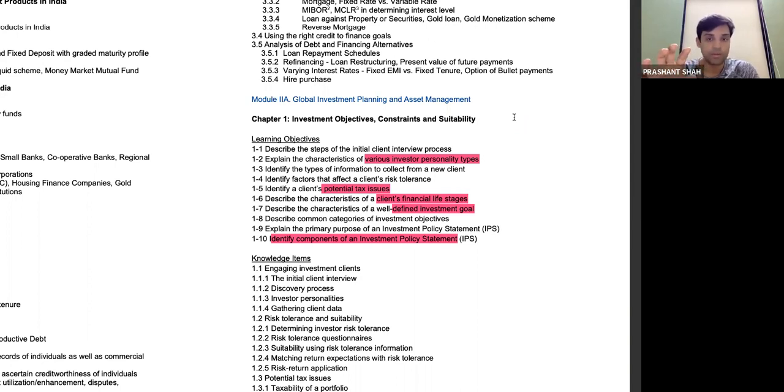Then the different financial stages in an individual's life are to be studied. You can just go through the book; it will highlight them. And definitely defined investment goals. You will have different goals which go with different life stages, rise in wealth, fall in wealth. That is what we have to understand. And yes, investment policy statement. Expect a question from these topics. These are important.